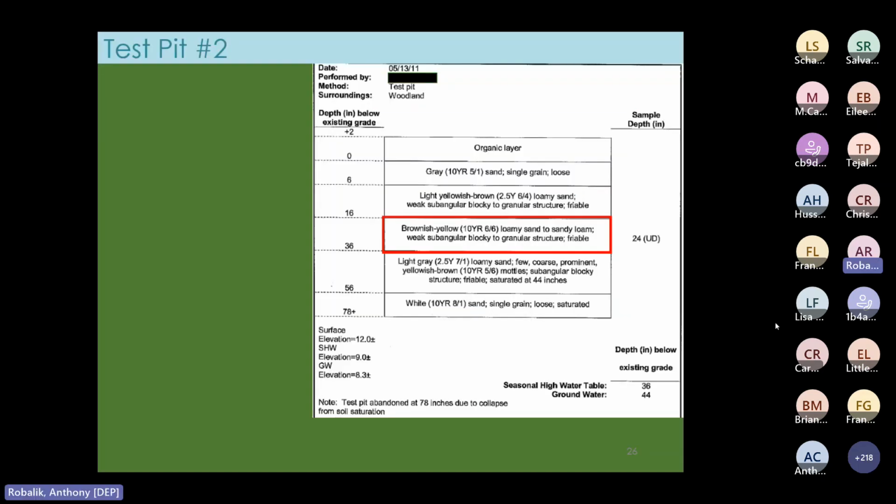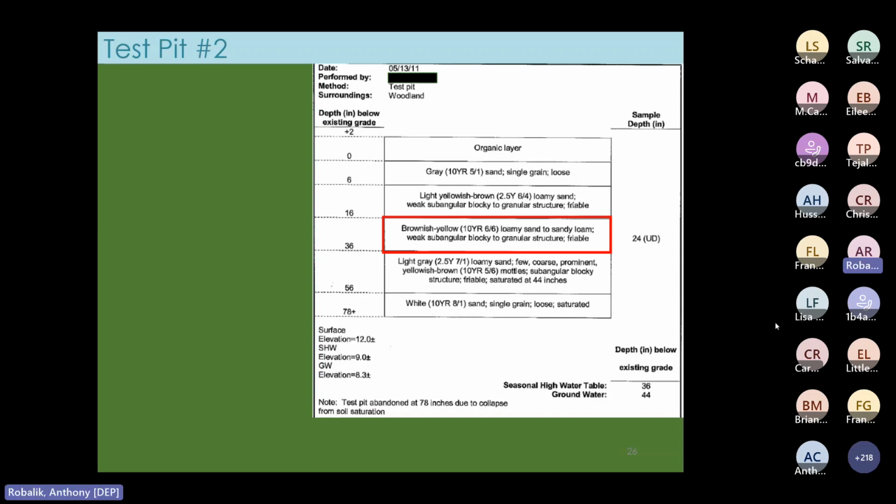So if we go back and take a look at test pit number 2, it looks like the sample was taken from the layer outlined in red here, which is brownish yellow loamy sand to sandy loam. And the description of that horizon wouldn't have necessarily indicated that results from an infiltration test would be so much lower, since the layers that were tested from the other test pits were similar. They were all loamy sand to sandy loam, but that's what the results were.